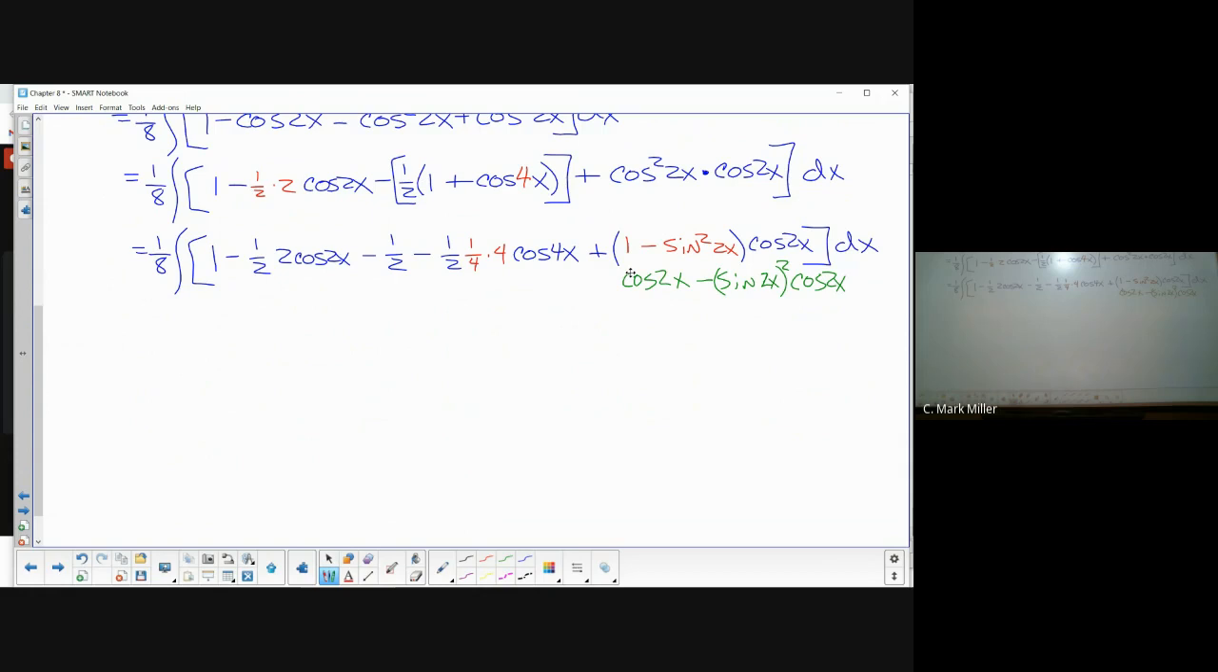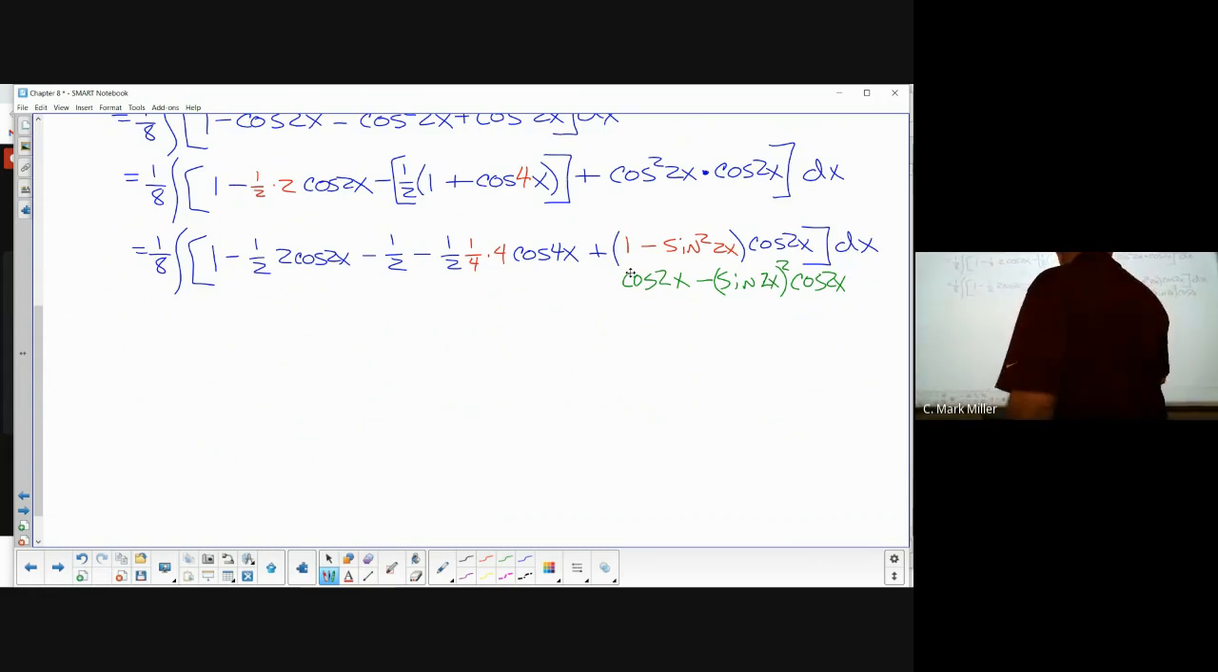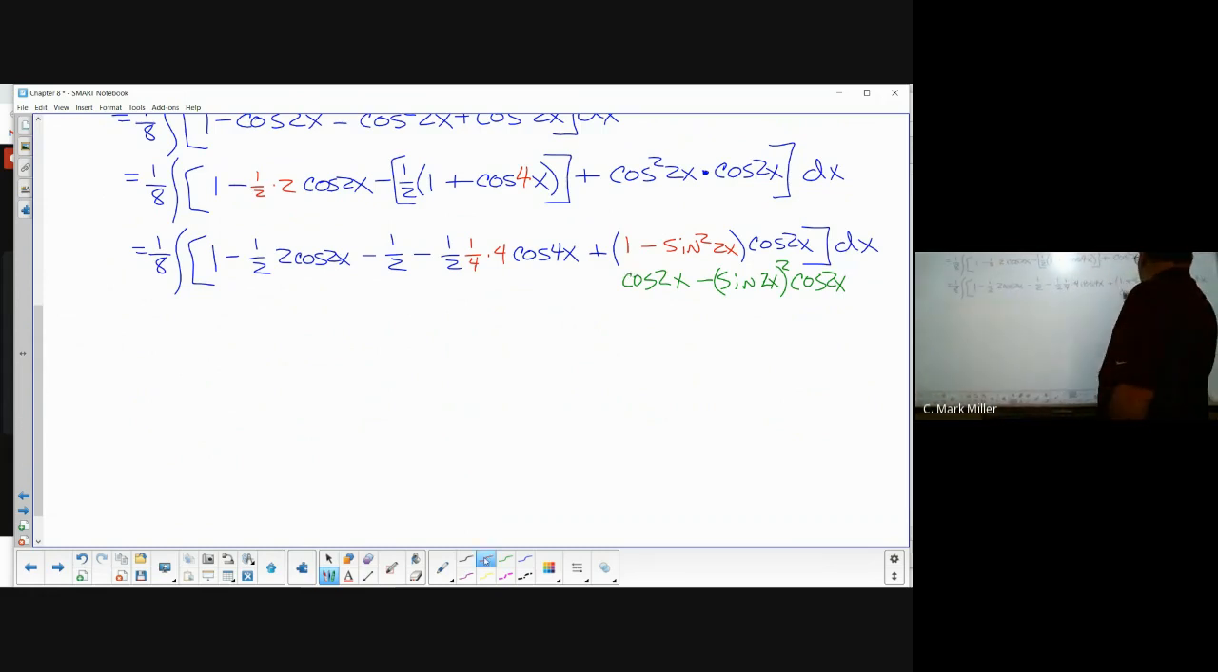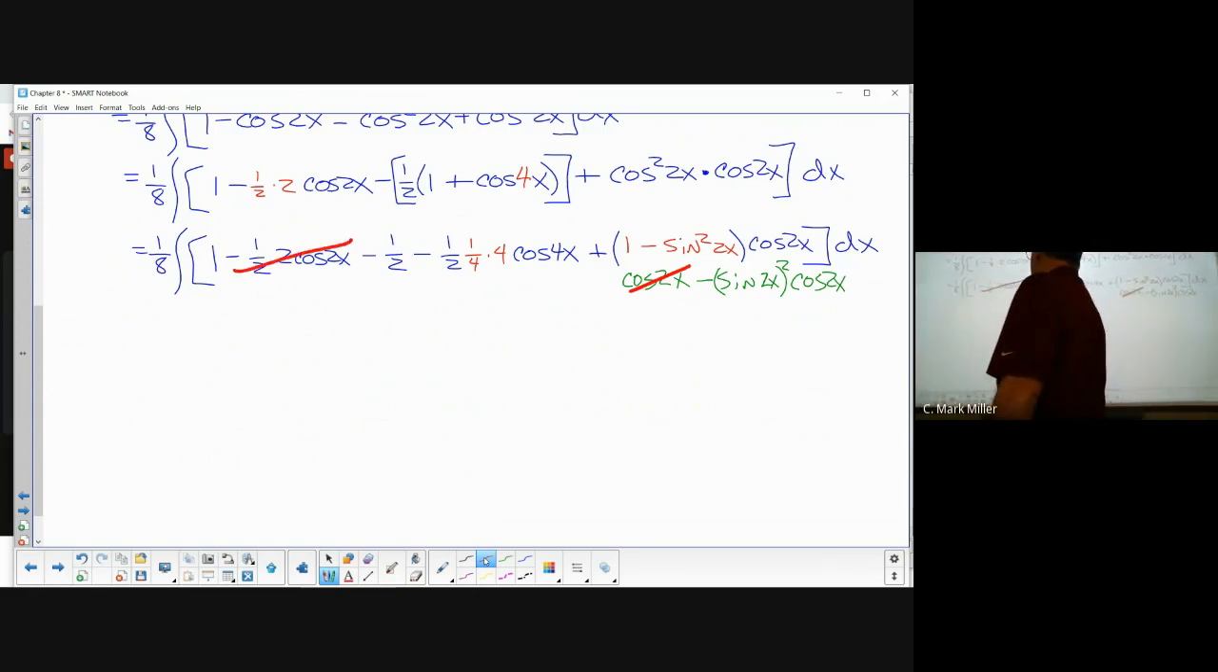Oh, you know what? I just saw something. This is amazing. Right? That's a plus cosine 2x. There's a minus cosine 2x. Those cancel all together. Because this right here was a minus cosine 2x. Remember up here? Before I put that in there? Because I put that in there anticipating integrating it, but it turns out I don't need it.